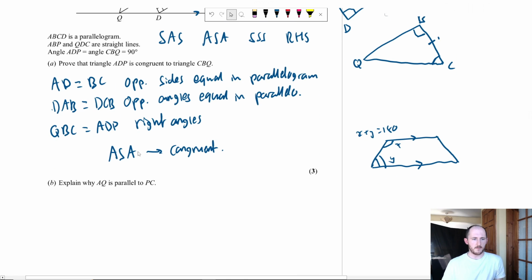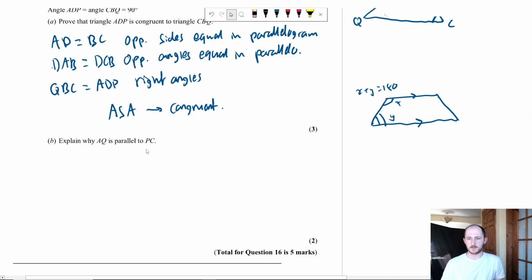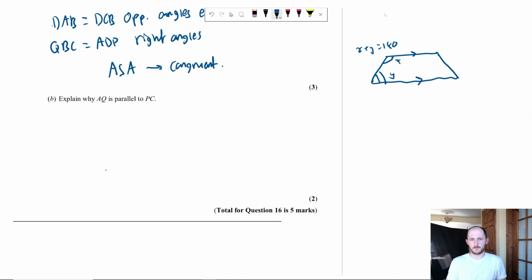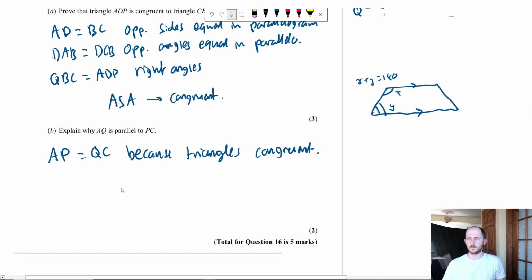Okay, and for part B, it says, explain why AQ is parallel to PC. So AQ is this side, and PC is this side. Probably the easiest way to talk about this is because they're congruent, right? So AP is equal to QC, because the triangles are congruent, so they're the same. Again, I'm writing a bit like a caveman just to save me a bit of time so we can get through as many questions as possible.